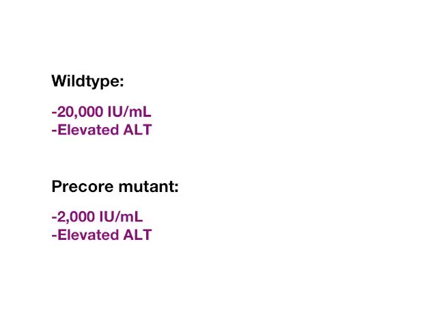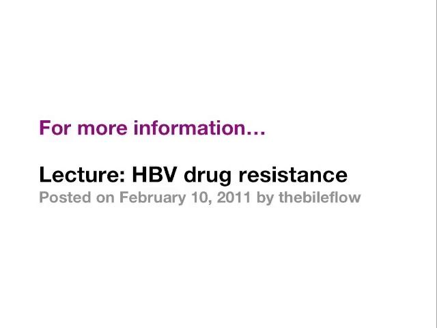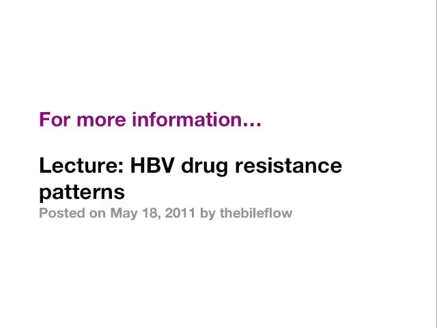If it's a pre-core mutant, it's slightly different. Again, the ALT should be elevated, but your threshold for treatment is reduced by a log to 2,000 international units per ml. You have to make sure the patient takes their medicine every day, because if they're not, then drug-resistant strains will form. Lastly, you should always think about hepatitis B in pregnancy.